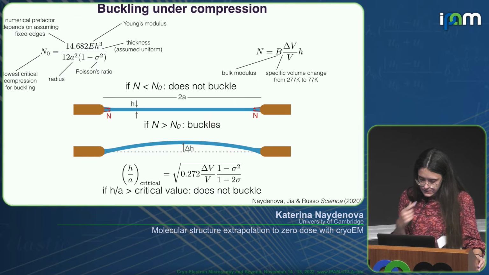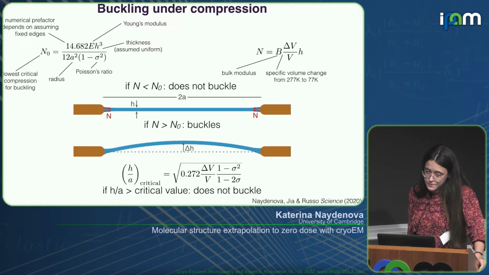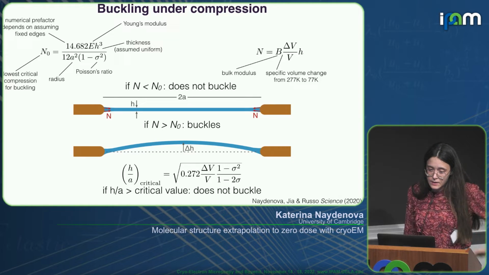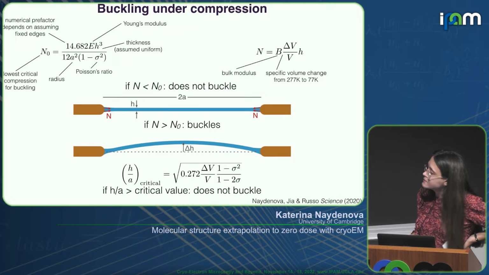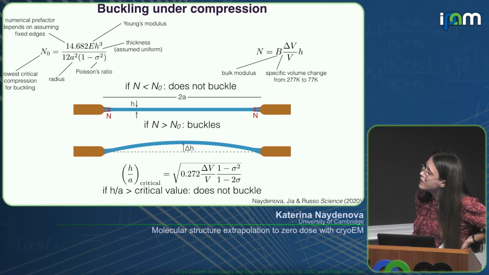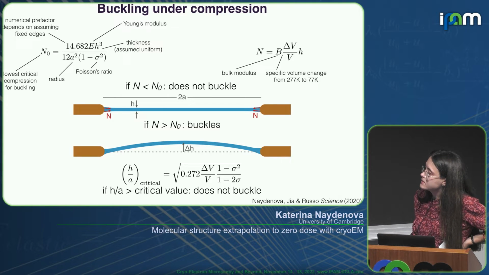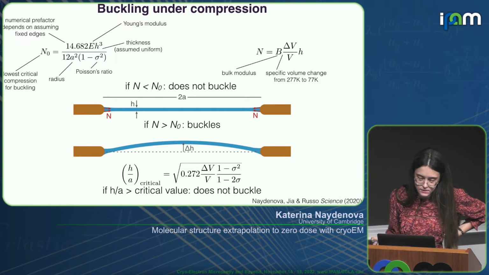So then we started thinking, what could be the reason that the ice would buckle? A simple way to think about it is to consider a uniform disk of some material under compression. Then it would be very easy to calculate the critical compression N in the plane of the disk required to buckle this disk.